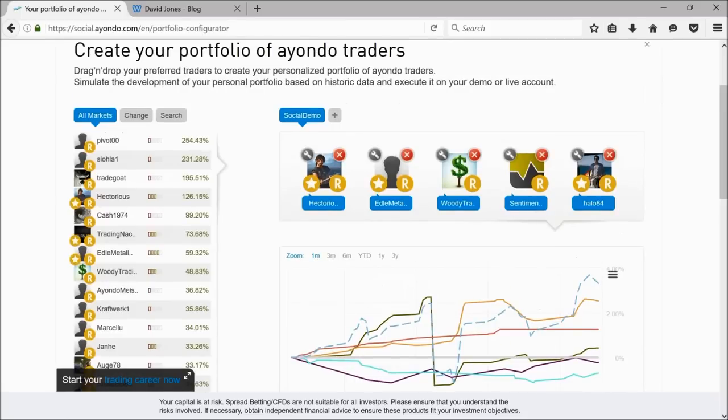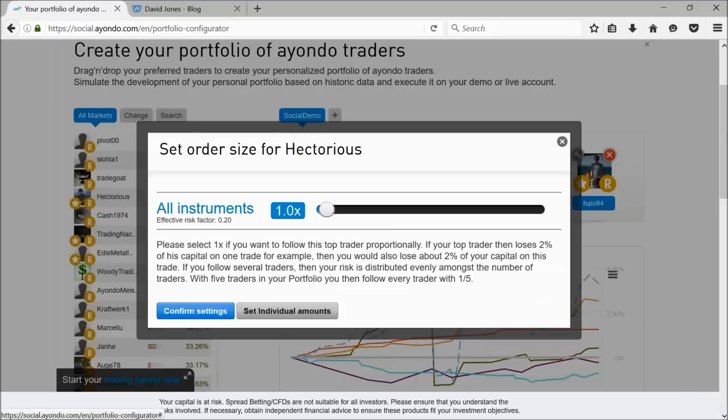So I've got 5 people now, and what I want to do is follow these people's trades. But there's an important bit I need to show you now. If I click on this little spanner, this wrench icon up here, click on that. What I can do, this I think is one of the most important parts of following people, is setting the level of risk that you want. If you only had 1 trader in your portfolio and chose to follow them 1, which is the setting at the moment, what it means is if they make 5% on their account, you make 5% on your account. If they lose 10% on their account, you lose 10% on your account.